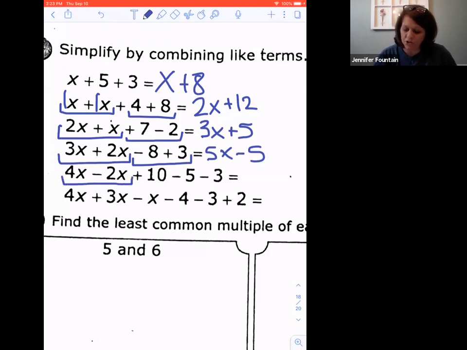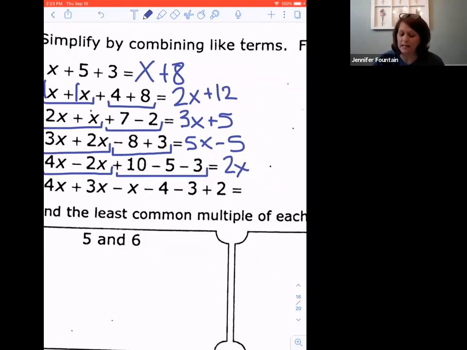4x minus 2x is going to be 2x. Then I have 10 minus 5 minus 3. So a positive 10 minus 5 is going to give me a positive 5. And then positive 5 minus 3 is positive 2. So it will be plus 2.